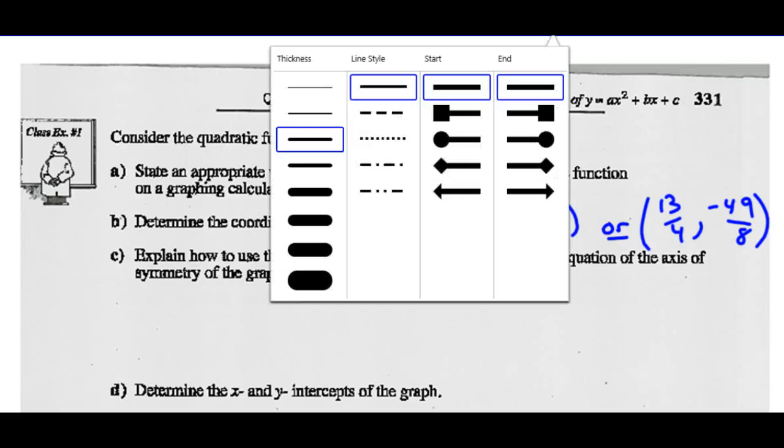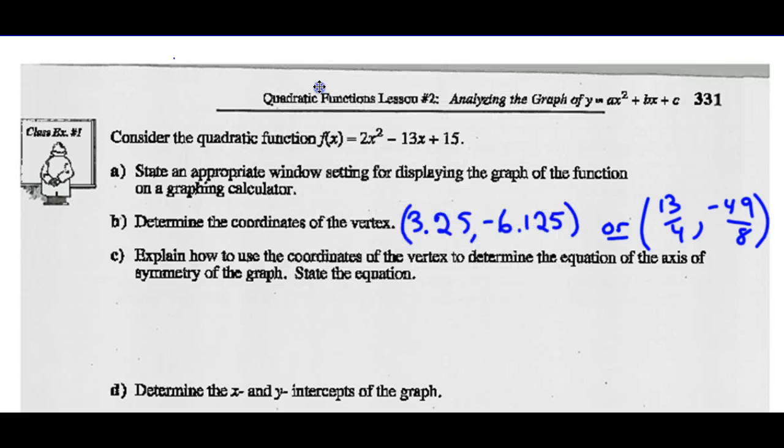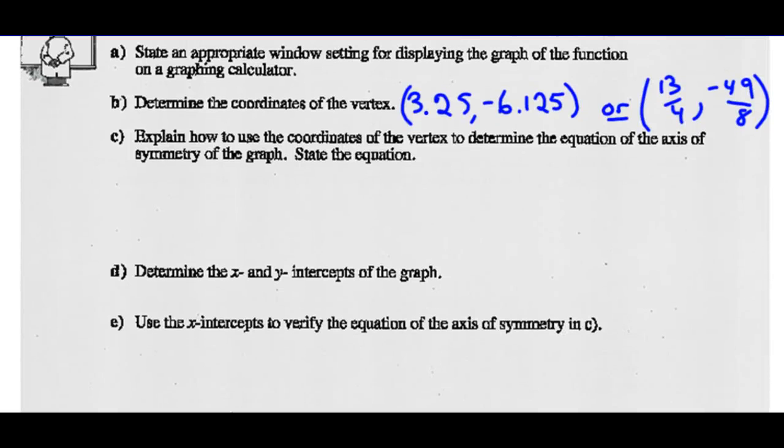Part C. Explain how to use the coordinates of the vertex to determine the equation for the axis of symmetry of the graph, and then state the equation. Well, the axis of symmetry will have to always go through the vertex. All right, so the axis of symmetry must go through the vertex.